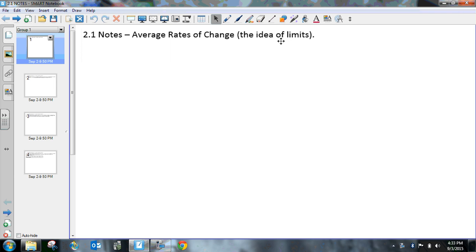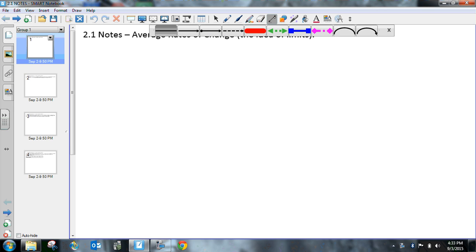Okay, the following is a video over 2.1 notes, and this is average rates of change and the idea of limits. We've been talking about limits for a while, but I wanted to do that before we started talking about average rates of change and how they're related. So the first thing I want to do is draw a graph, give you a situation, and ask you a question.